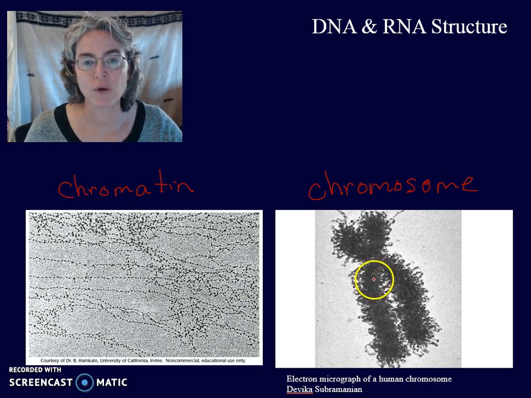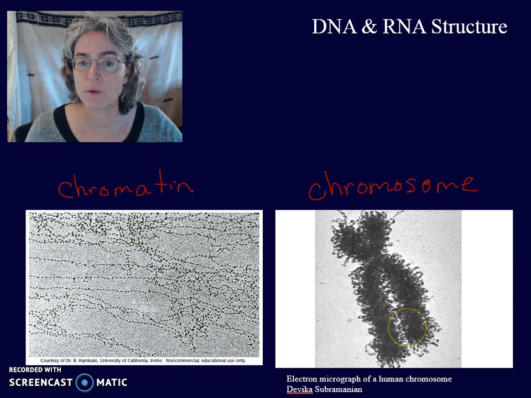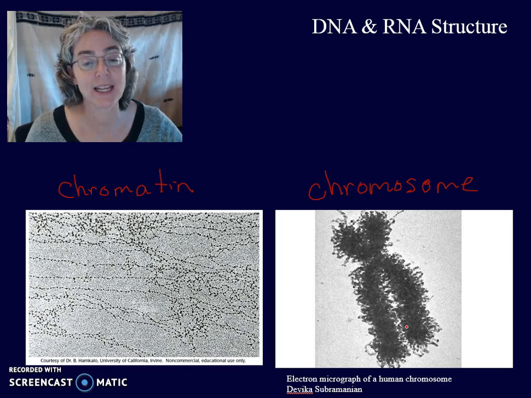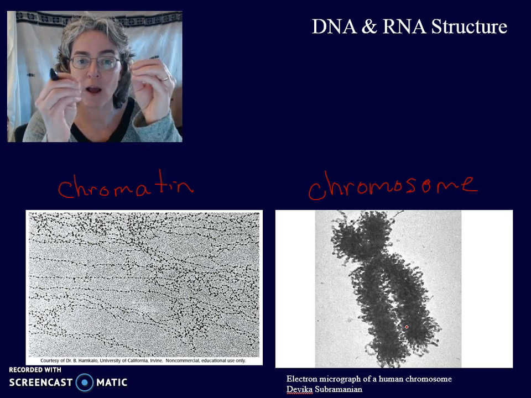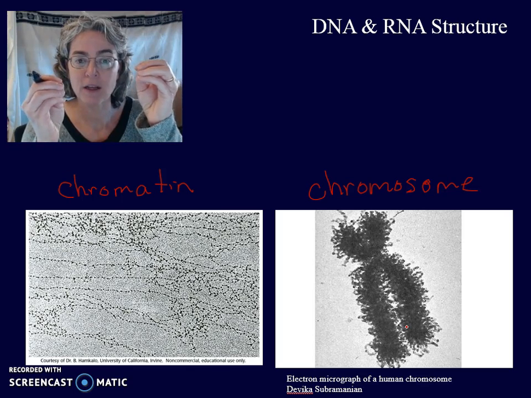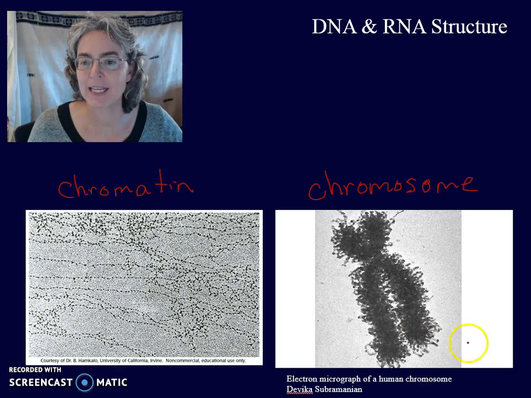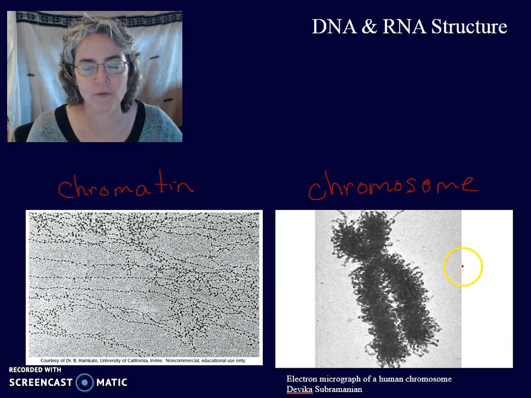It's easier in chromosome form to move the chromosomes around inside the nucleus and inside the cell. So during division of the cell, when you need to get replicated DNA into different parts of the cell so that the cell can then divide in 2, it's easier to be in chromosome form.